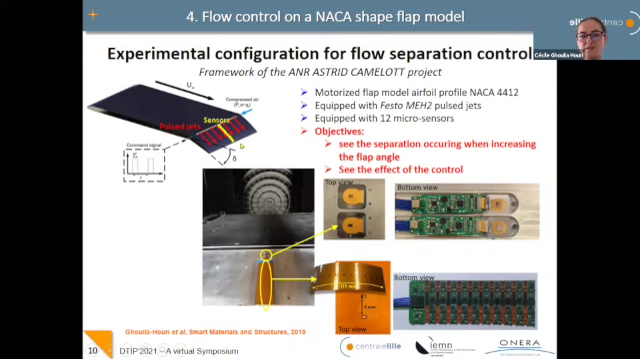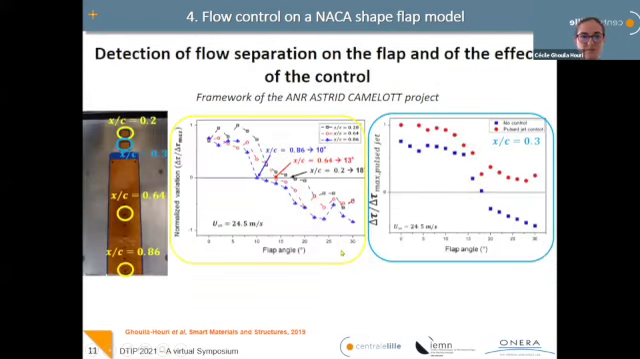So the objective of these experiments was first to see the separation that occurs on the flap when we increase the angle. So it's going from the trailing edge to the leading edge. And also to see the effect of the control when the pulse jets are blowing. So here are some results.